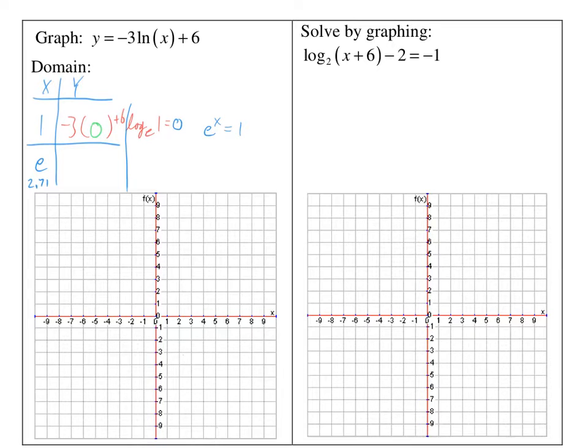So if we do the math there, what do we get? What's -3 times 0? That's 0. 0 plus 6 is 6. So are we okay? That's going to be a 6 right here.